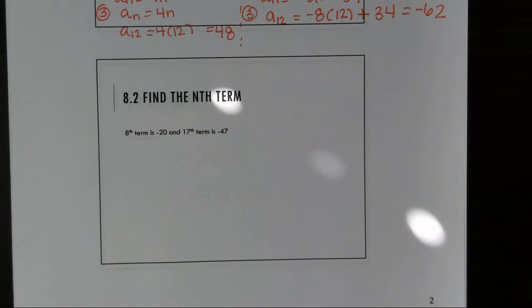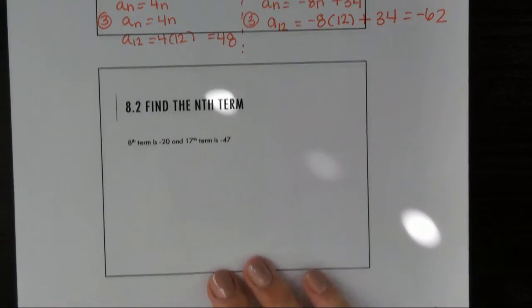Okay. So now for this example, we are going to find the nth term of the sequence. So that means that we need to find out what the formula is for our sequence. What they give us is the 8th term, and that term value is negative 20, and the 17th term, which is negative 47.